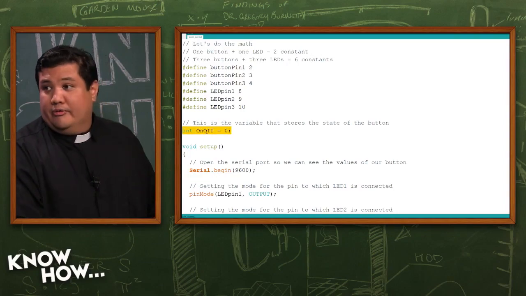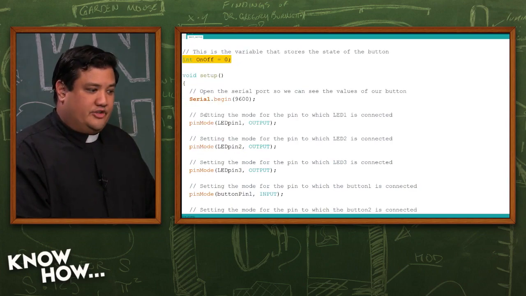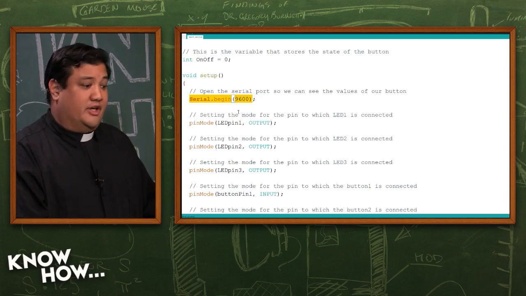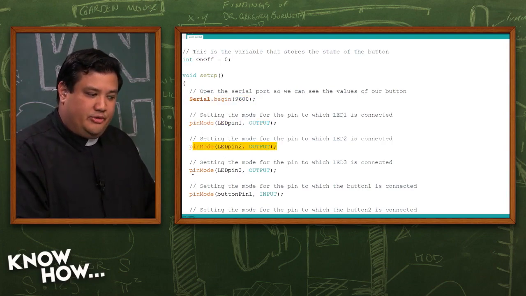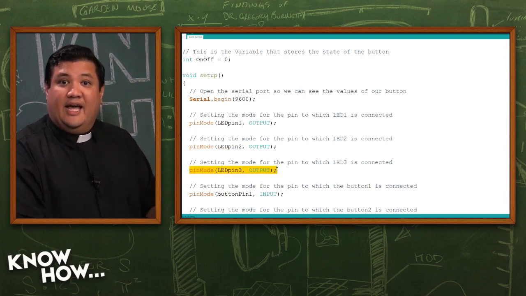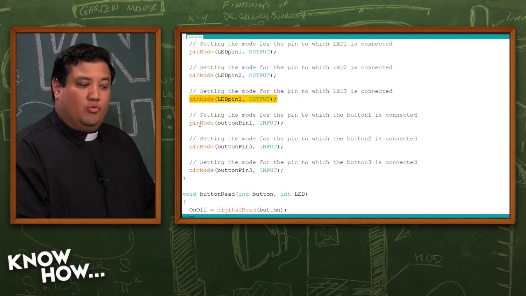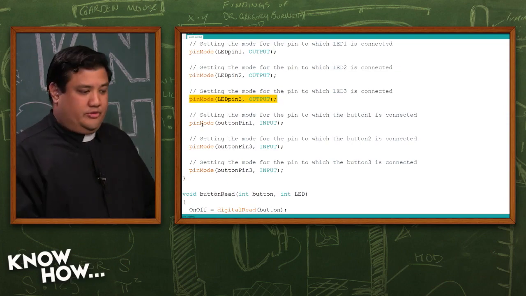I've got a variable that stores the value. Is it on or is it off? Down for setup, I'm going to open up the serial port again because I want to be able to get my debugging information. Then I'm setting the pin mode for LED 1, LED 2, and LED 3. So 8, 9, and 10 are now pushing out. I've also set pin mode for button pin 1, 2, and 3. That's connected to pins 2, 3, and 4, and those are set to listen. And those are our buttons.